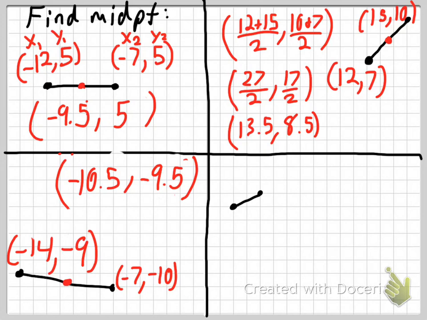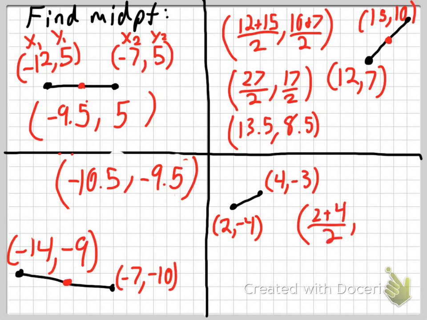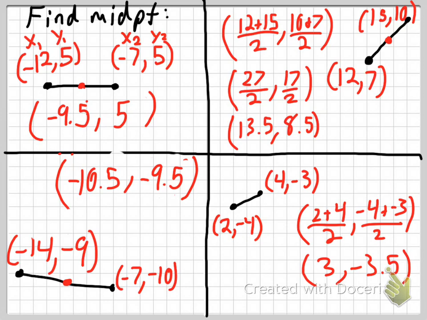Okay, last one. This point here is at 2, negative 4. This is at 4, negative 3. So we get 2 plus 4 divided by 2. Negative 4 plus negative 3 divided by 2. This gives me 3. This gives me negative 3.5. So it looks like my midpoint is going to be right here.